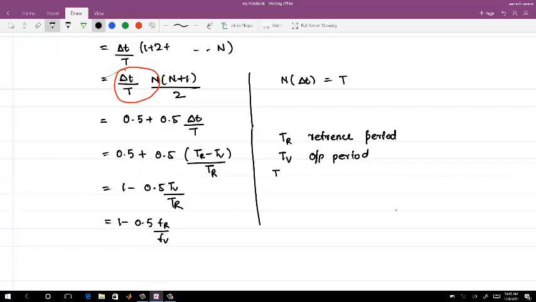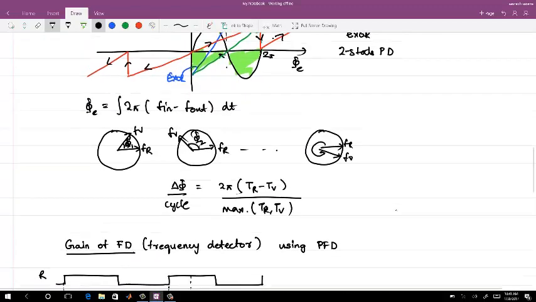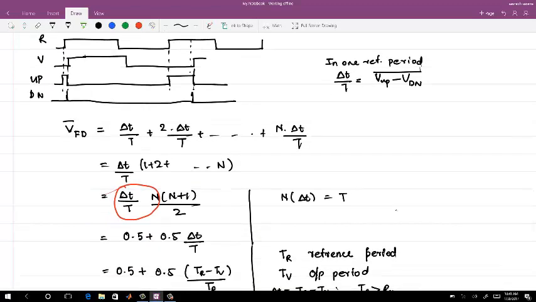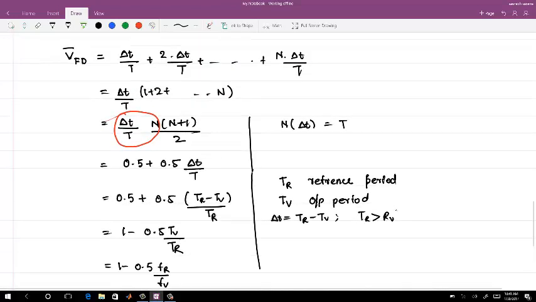If delta T is equal to TR minus TV, that is TR is greater than TV, I am assuming here, right? In that case, do you think the up signal will be high or down signal will be high? What I have shown here is actually TR is lesser than TV, right? So in that case, your down signal will be high, right? So the average value which you will see is actually negative of what I am calculating right now, right?